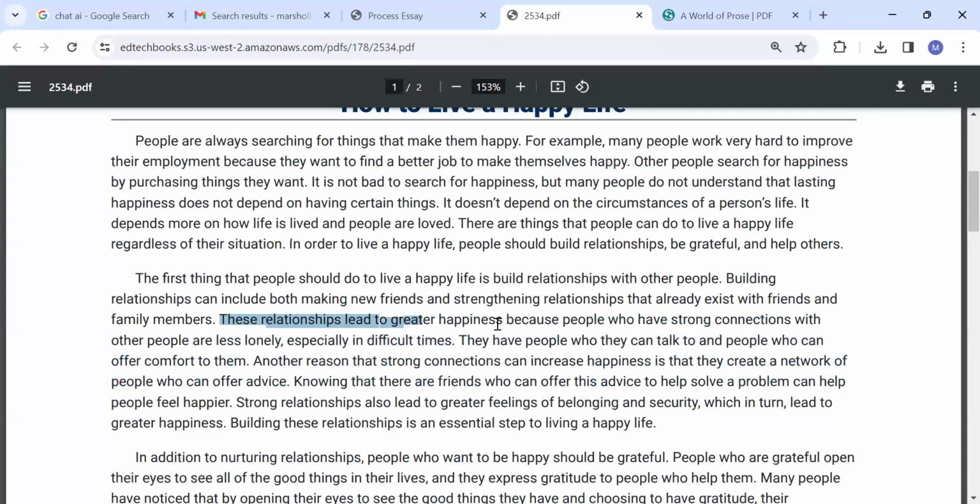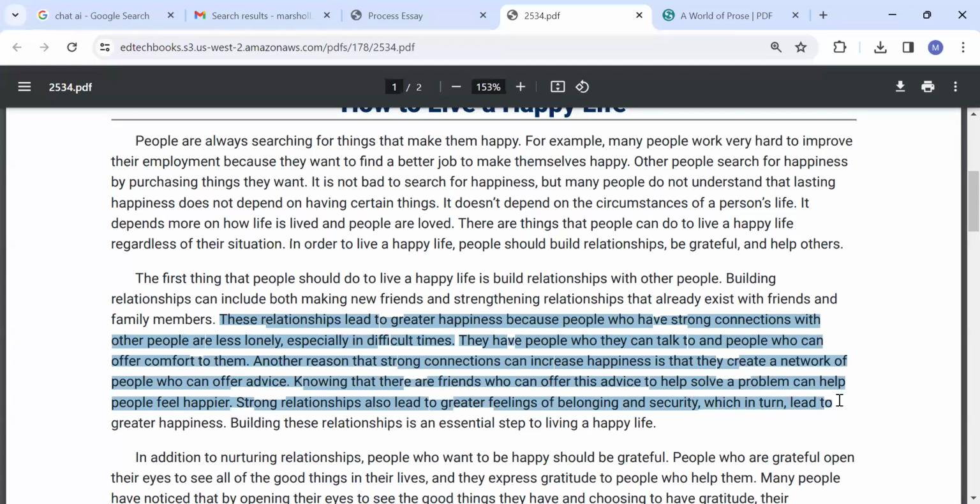So these relationships lead to greater happiness because people who have strong connections with other people are less lonely in difficult times. They have people who they can talk to and people who offer comfort to them. Another reason that strong connections can increase happiness is that they create a network of people who can offer advice. Knowing that there are friends who can offer this advice to help solve a problem can make people feel happier. Strong relationships also lead to greater feelings of belonging and security, which then lead to greater happiness.